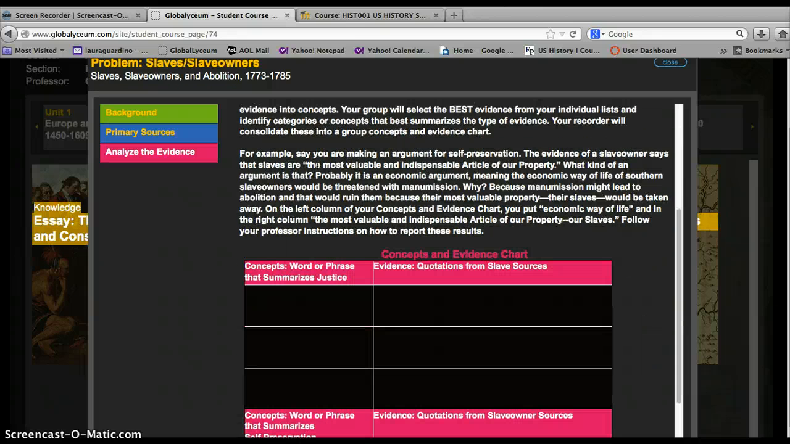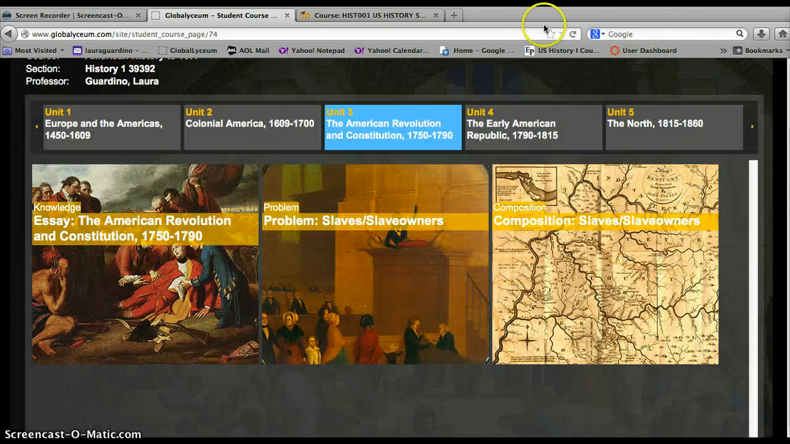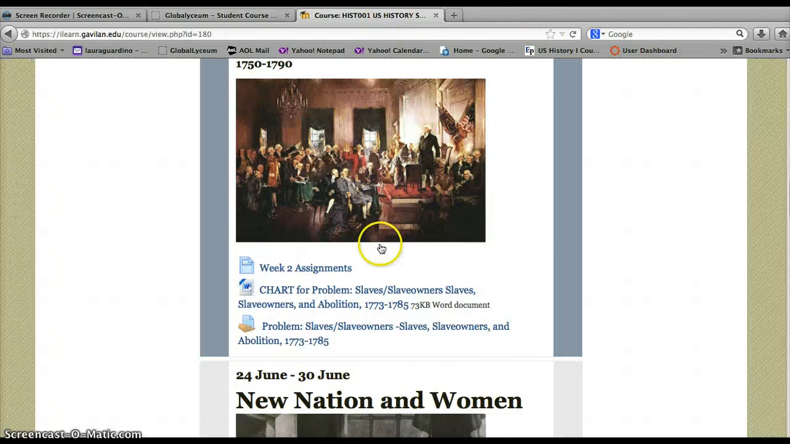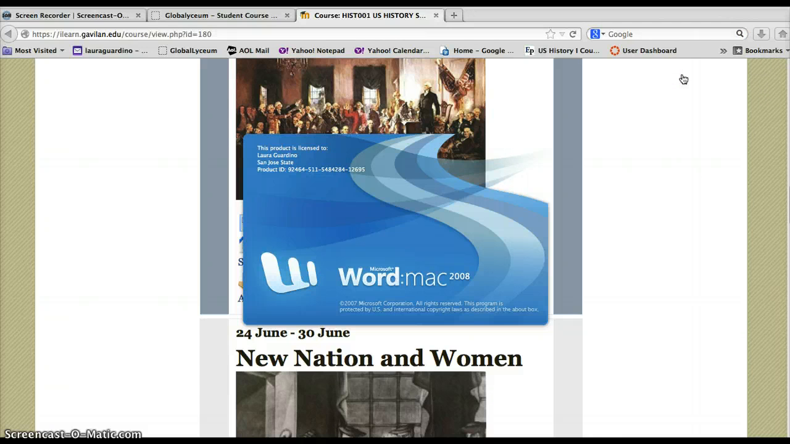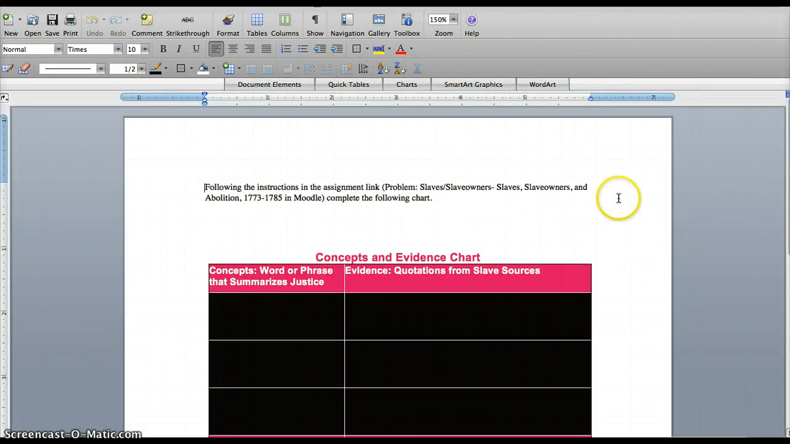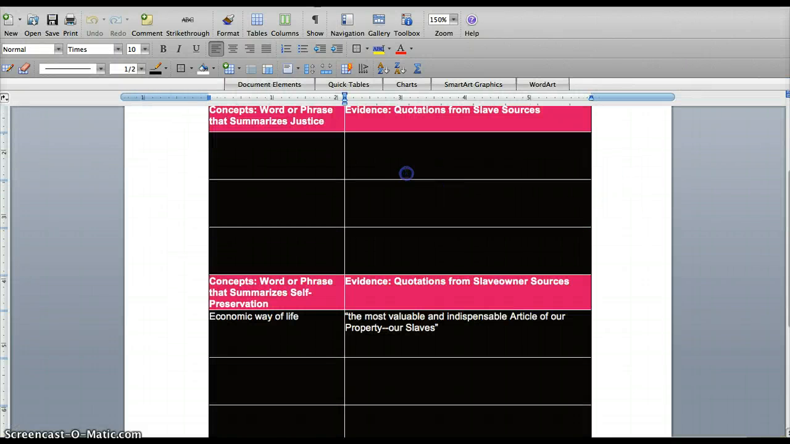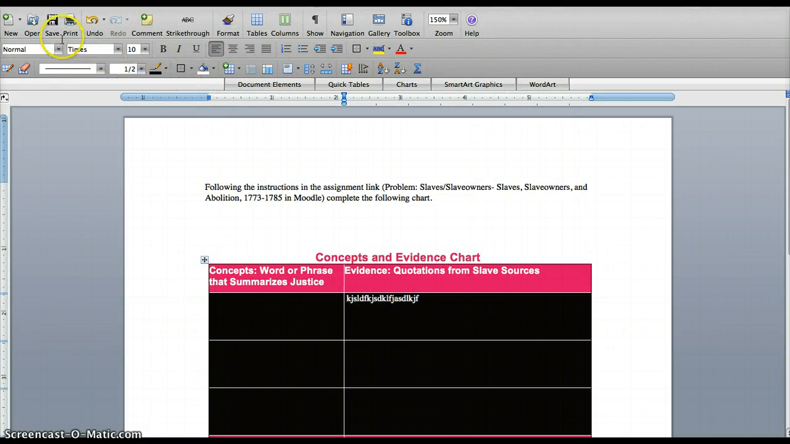So here are the instructions, and this is the chart that you need to fill out. Note you can't fill it out in Global Lyceum, so you'll have to close it and go back to History 1, and then there's the chart that you can download. See, I download it, you open it up, and here's the chart, and you just type in the information on the chart, and then you'll save the chart. Save the chart with your name in the file name.